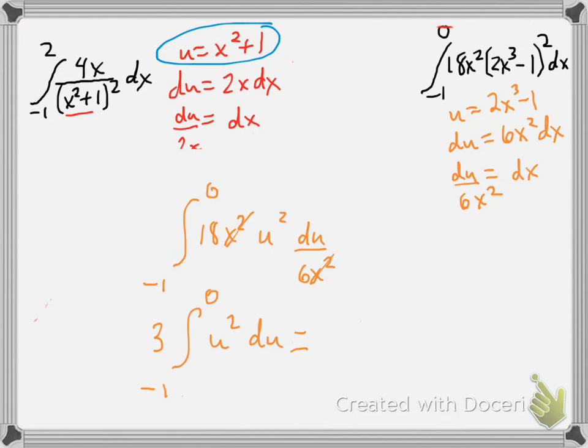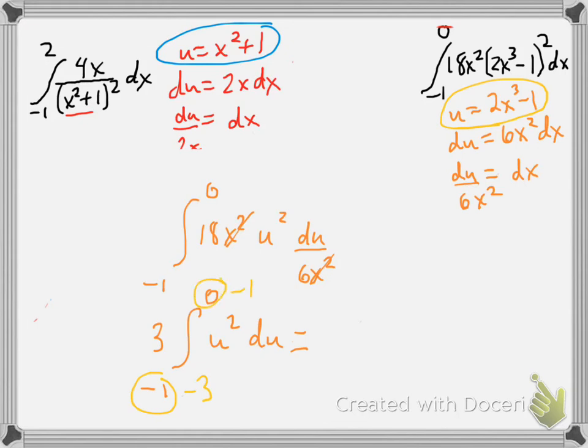Let's go ahead and practice changing the bounds, so when you have to do that, you know what you're doing. So if I'm changing the bounds, I'm plugging in -1 into 2x cubed minus 1. That'd be -2 minus 1 is -3. And then I'm plugging in 0, and that's -1.